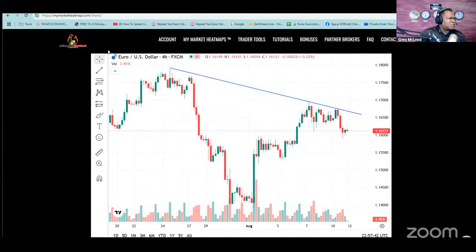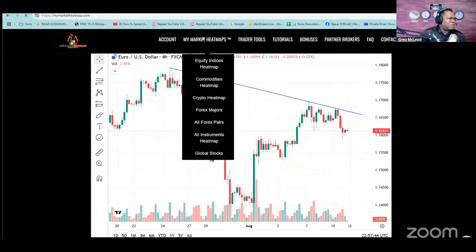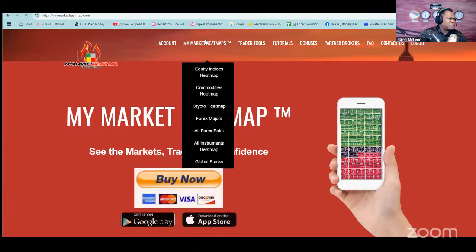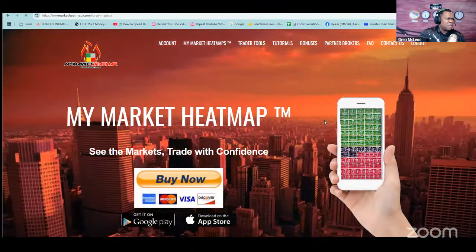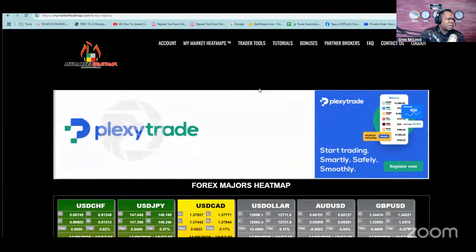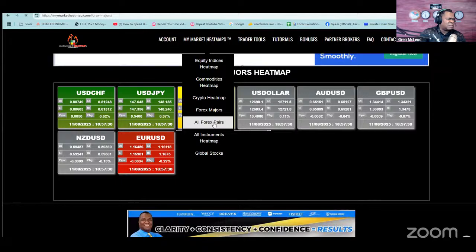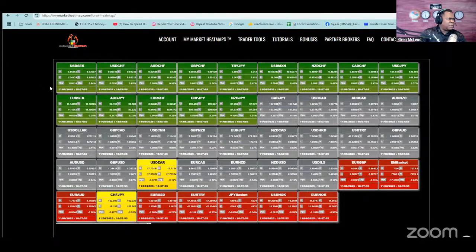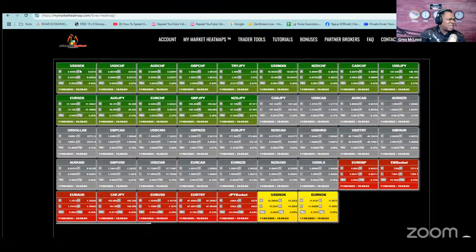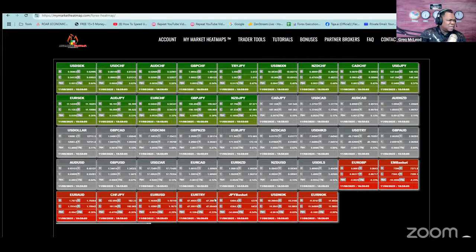So I'm going to go back to our heat maps. We have different heat maps here. We have the Forex majors, right? Which we had in the front. And then we also can go to the all Forex heat maps. It's all the pairs, right? We can see lots of dollar pairs at the top: dollar yen, dollar Swedish kroner. We can see the yen basket, euro at the bottom as well, right?